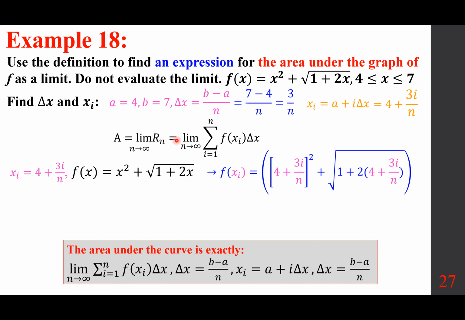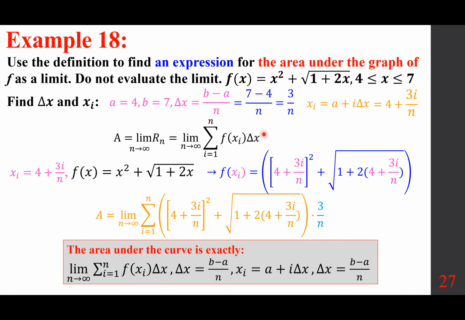If I want this one now, I'm going to tag along delta x. So A is the limit as n goes to infinity of the summation i going from 1 to n. I put this one here and I replace the delta x with 3 over n. And they don't want us to evaluate. But it is important to be able to come up with this. This is actually the main part, and then it becomes fairly simple to find the limits.